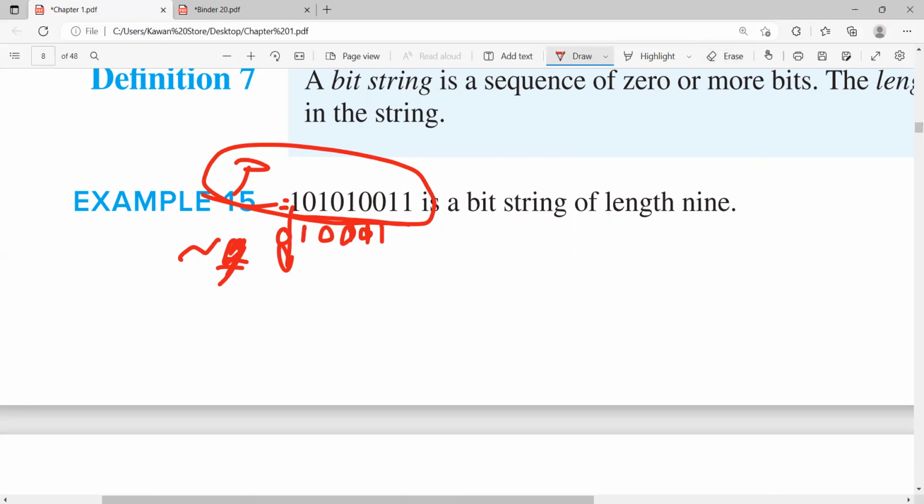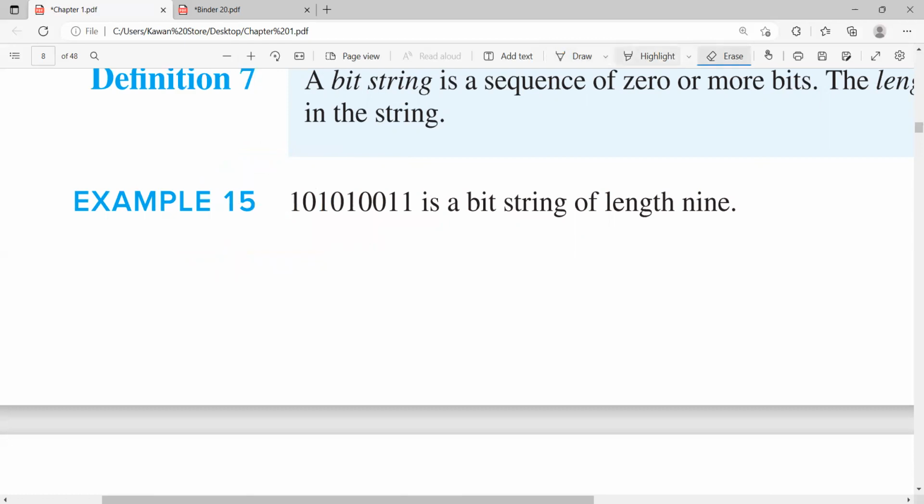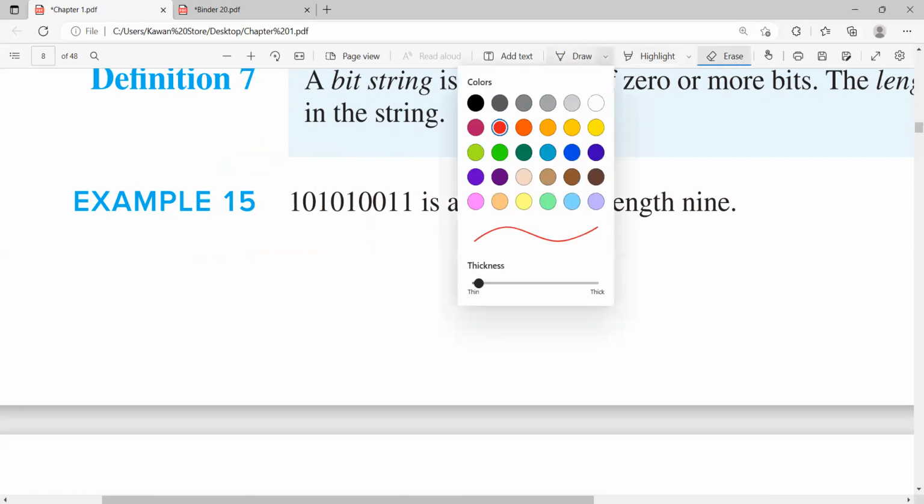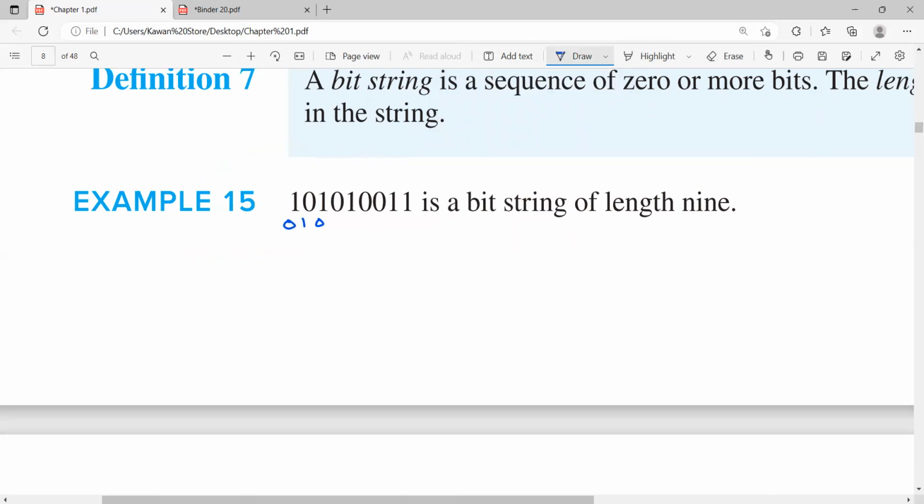Let me do it nicely for you. Here we are. That one will be 0, 1, 0, 1, 0, 1, 1, 0, 0. Am I right? That's the negation of P, if P is equal to that one.